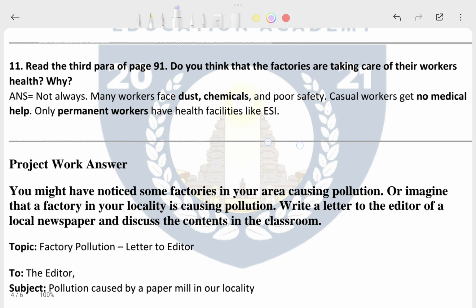This is the 11th question. We have read the third para of the passage. Do you think that the factories are taking care of their workers' health, and why? Actually, lots of factories now in India do not take care of the workers. They need only work, and they will pay a very low amount, very low income, to their employees. I see this in a lot of factories in Hyderabad. This is a big issue all over India, not in a particular area.